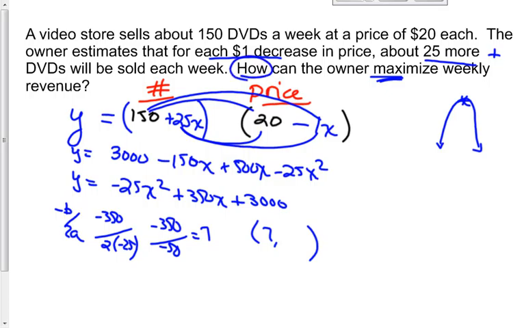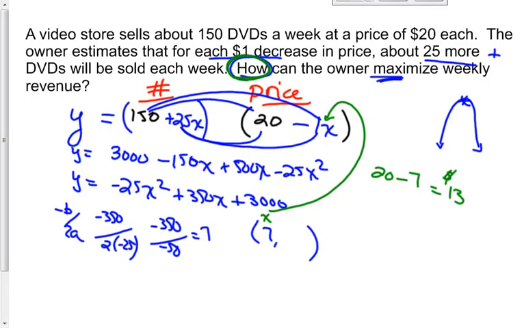So what I need to do is take this number 7, this is the X coordinate, take this 7 and plug it back into the price category. That will tell me what he will charge in order to make his maximum revenue. So if I put 7 back here, 20 subtract 1 times 7 is 7, gives me 13. Now remember, this is the price category. So if he charges $13, he could maximize his weekly revenue. That's how you answer the word how.